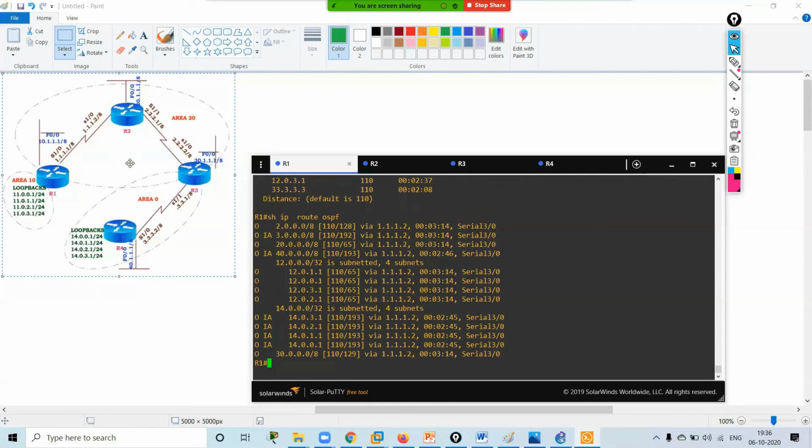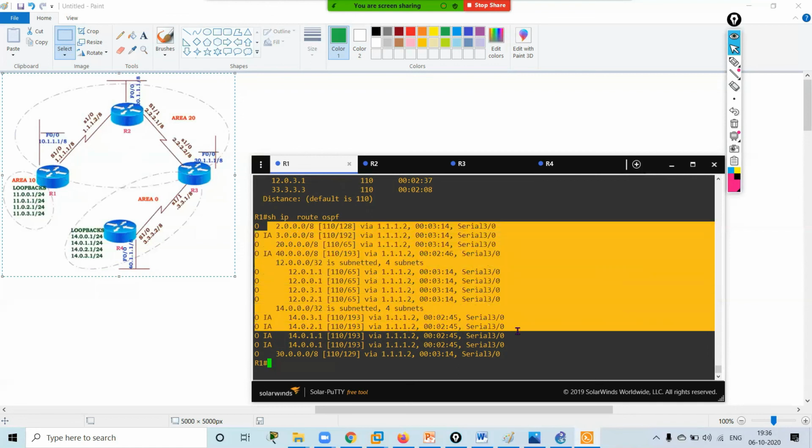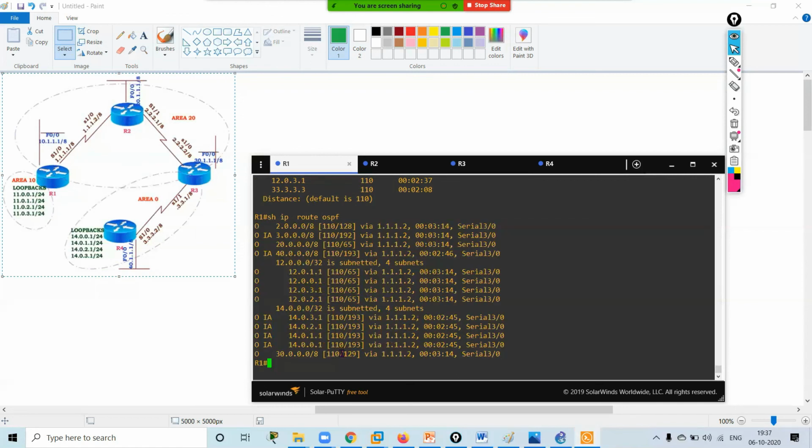Okay. But area 10 will not come to area 20, because it is not directly connected. Area 10 routes will not be coming to area 20, neither will they be going through any of the routers. See, it is not there over here also. Then from one side the ping should work, right?